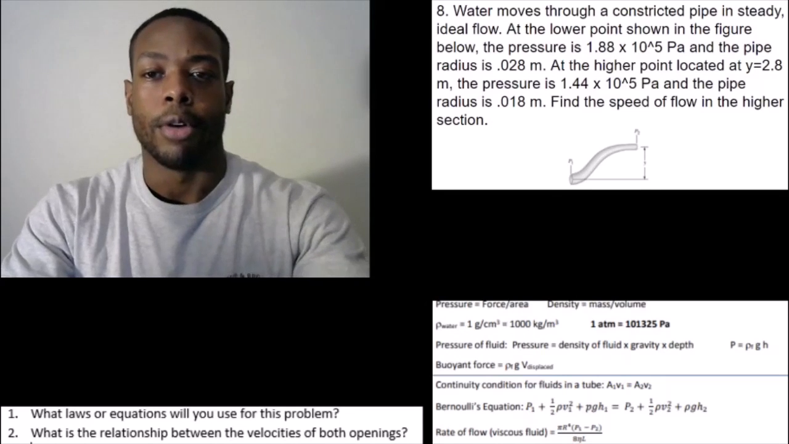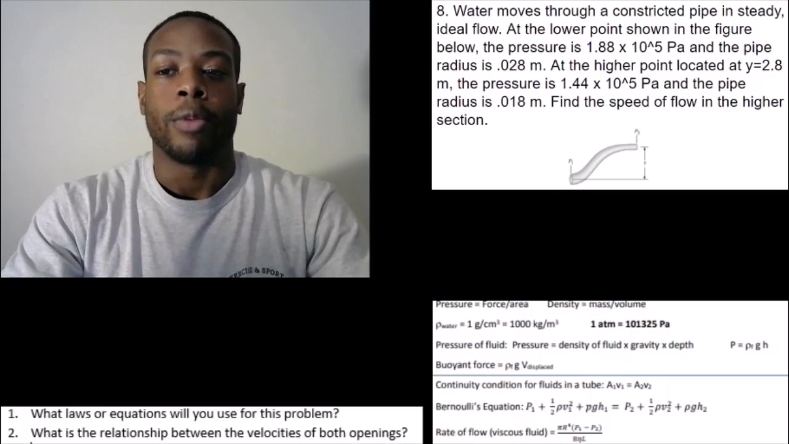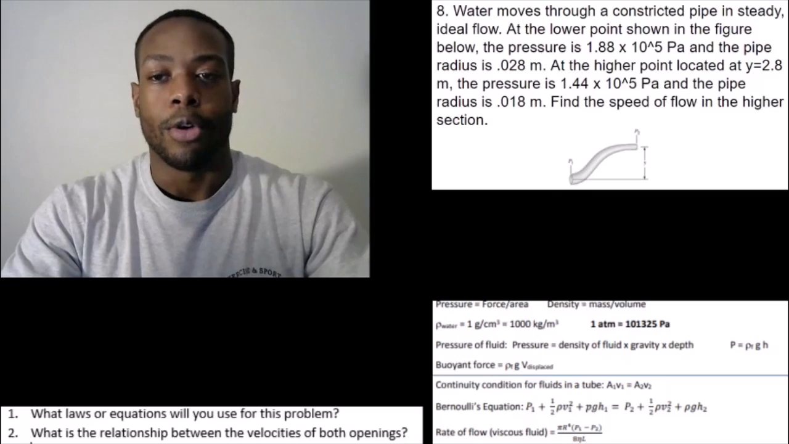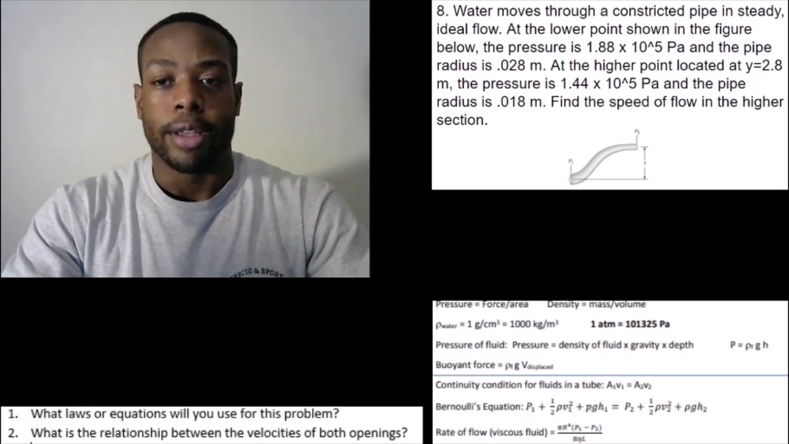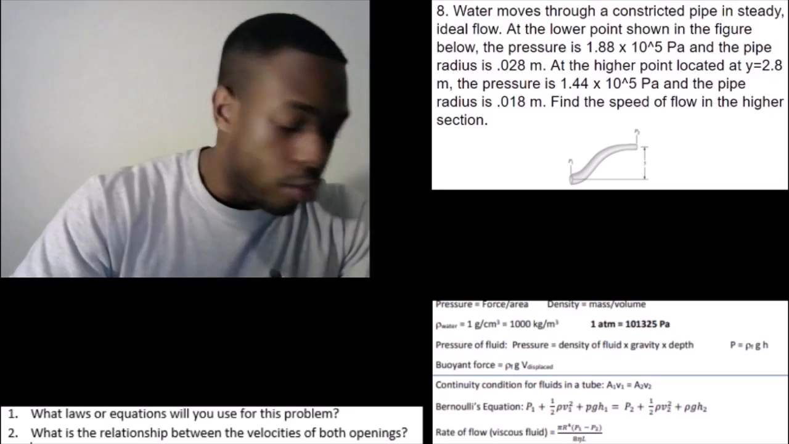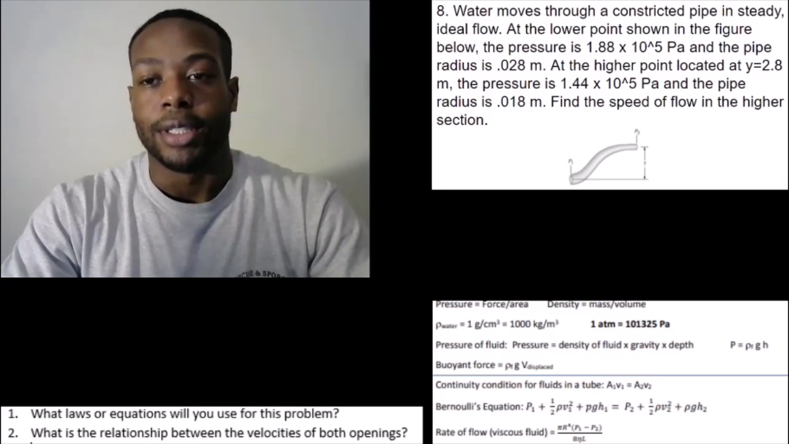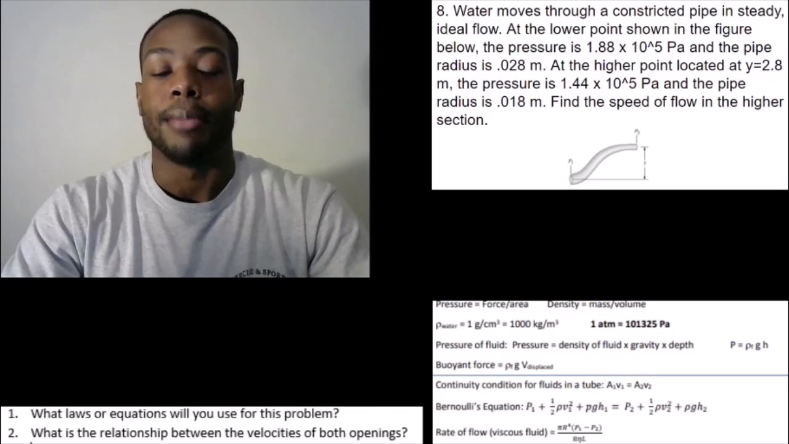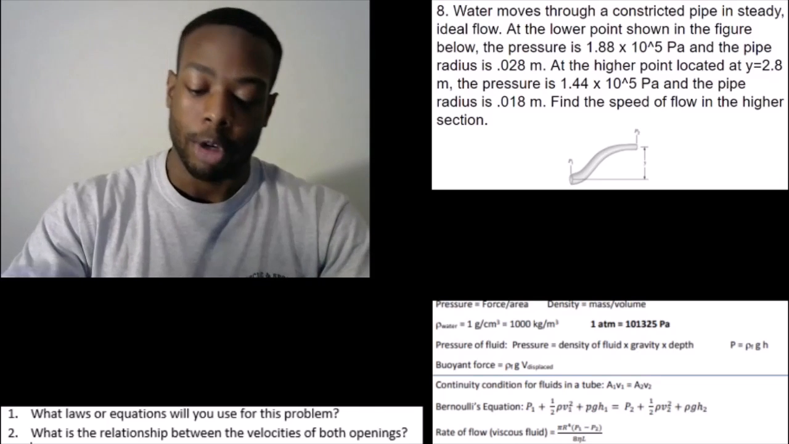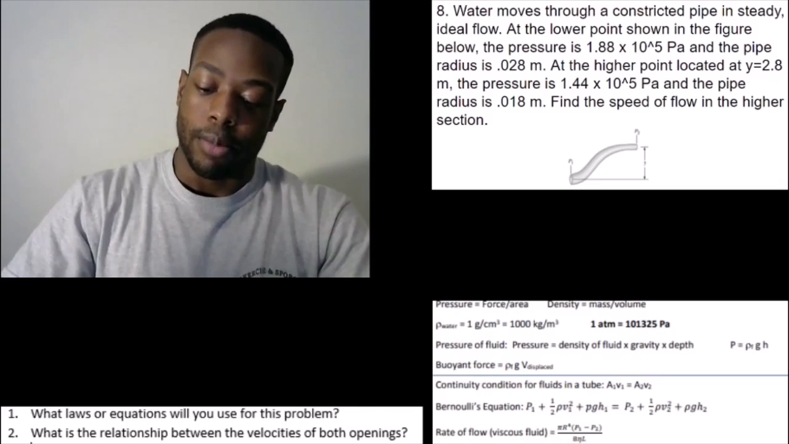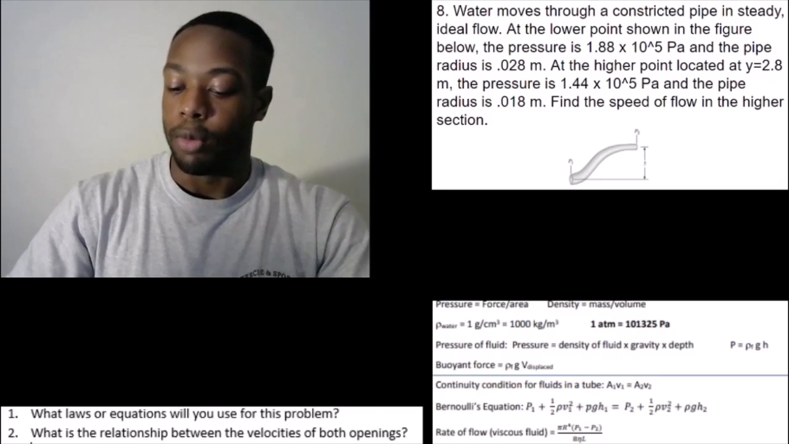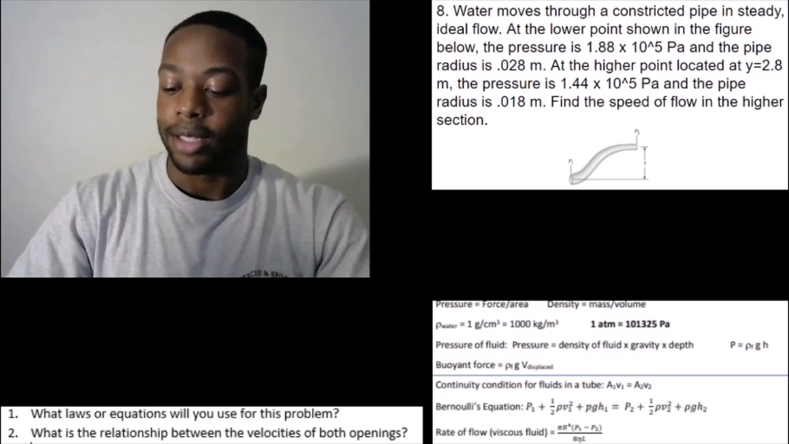Alright, so this one we've got water moving through a restricted pipe in a steady ideal flow. At the lower point, in the figure below, which is point 1, we're going to say that the pressure is 1.88 times 10 to the 5th Pascal. So you write that out. Pressure at point 1 is 1.88 times 10 to the 5th Pascals.